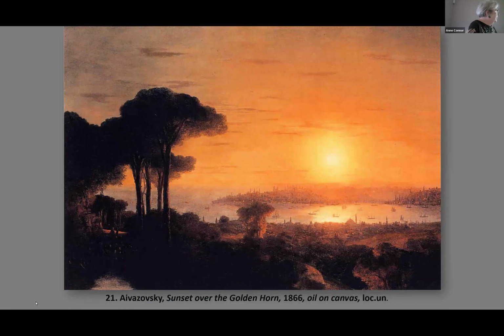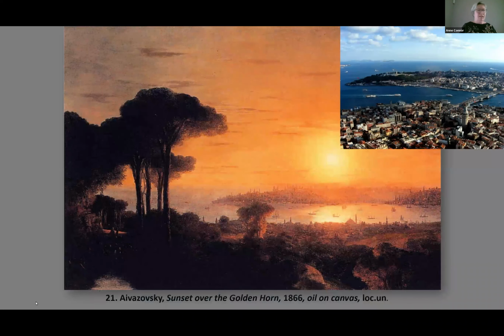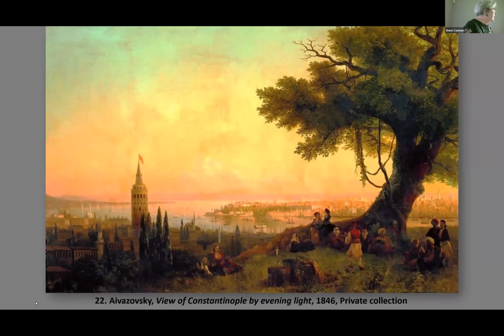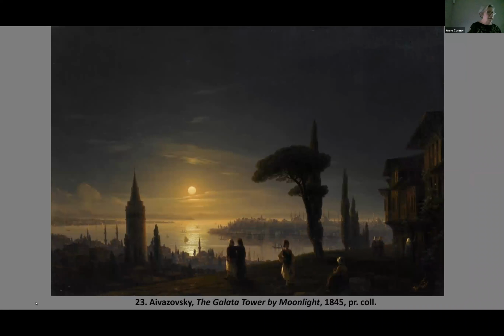And another view of the Golden Horn. That's the same as the one I showed before. Sorry, I showed it twice. Here's a new one, the view by the evening light. So what you see there on the left is the Galata Tower. That tower, when you go up on it, you have a fantastic view on the Golden Horn on the other side. But it shows people having a picnic under the tree. And again, the Galata Tower there on the left.